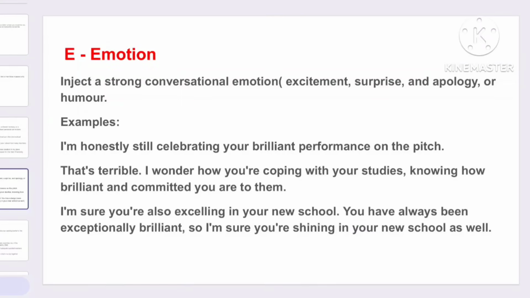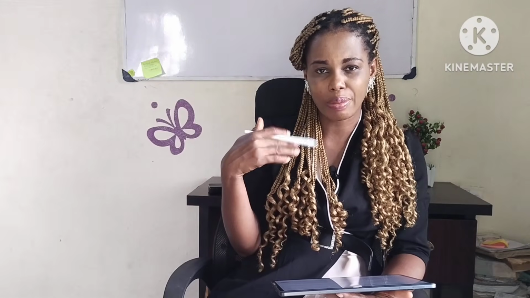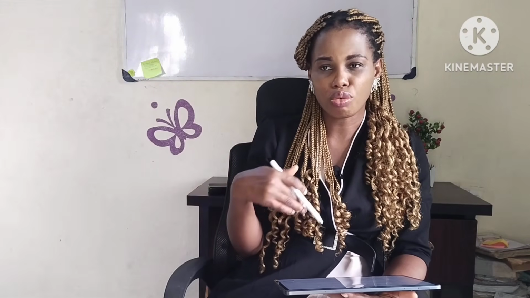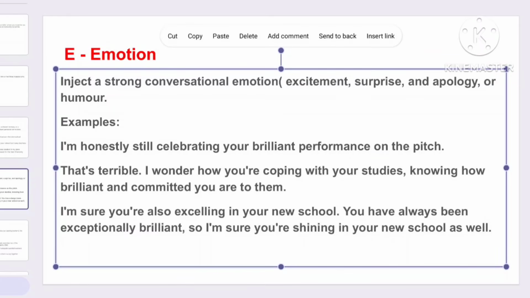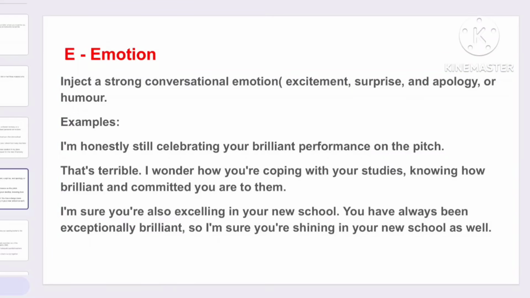Then after reaction we have emotion, E, which is emotion. What did you talk about in the first line of the introductory paragraph? Let's say, for the first one, we talked about my friend's school winning the inter-school tournament. So how do I feel? How does that make me feel? Inject a strong conversational emotion. It could be excitement, surprise, an apology, or humor. You can say, I'm honestly still celebrating your brilliant performance on the pitch. Now this is emotion that goes with the reaction about my friend's school winning the inter-school tournament.